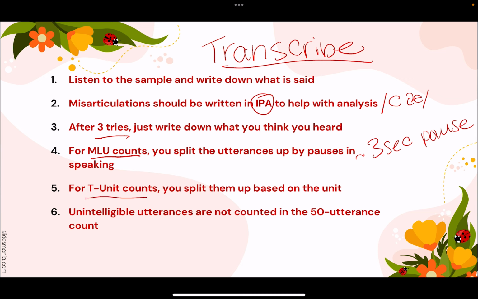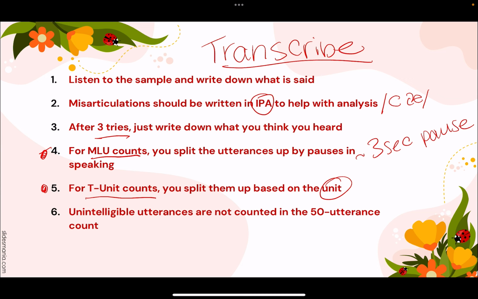For T unit counts, we're going to split them based on units. And I'm going to teach you that in a couple of slides. How do we know when a unit is complete? But these 2 particular types of transcription are different. So just make sure that it's very clear.